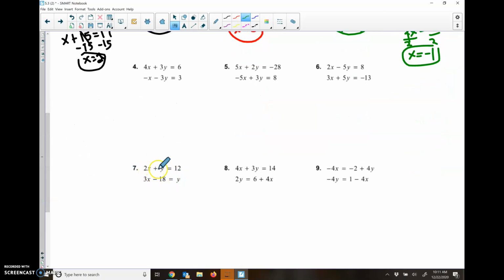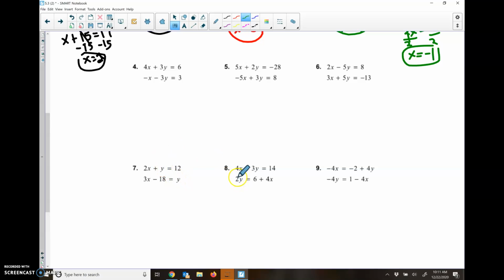So this one, 2x plus y equals 12, and 3x minus 18 equals y. So this is one where this isn't really set up very nicely. My x is on top of my x, but my y is on top of the number, and then the number's on top of the y. So if you have problems like this on the homework, you would use substitution now, because this problem is set up way nicer for substitution because it already tells us what y equals.